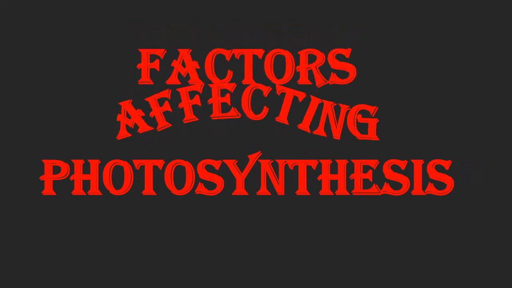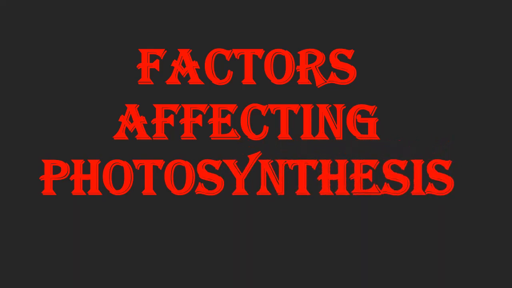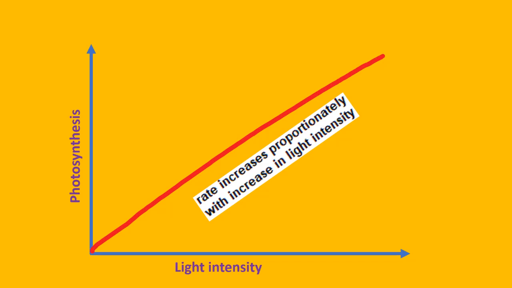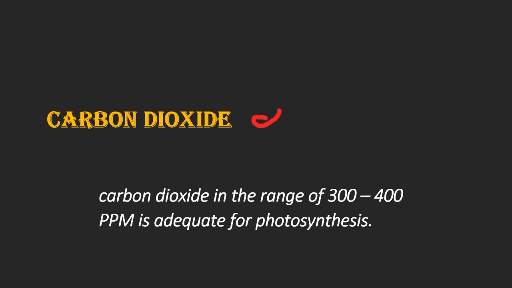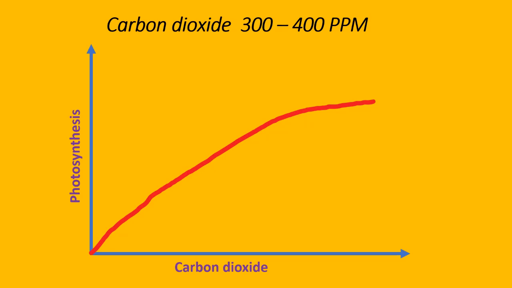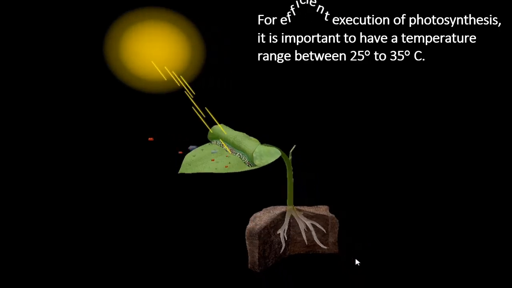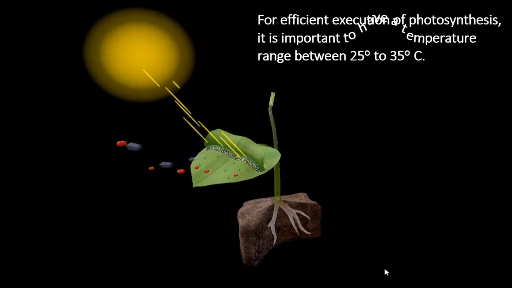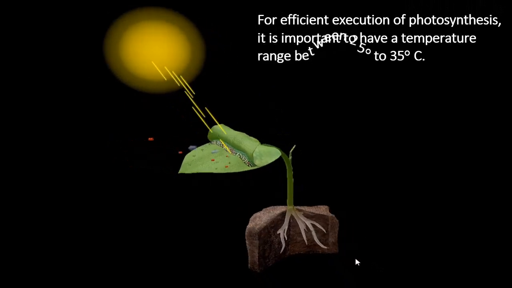Factors affecting photosynthesis. The photosynthesis process requires several factors, such as light intensity. Increased light intensity results in a higher rate of photosynthesis. On the other hand, low light intensity results in a lower rate of photosynthesis. The concentration of CO2. A higher concentration of carbon dioxide helps in increasing the rate of photosynthesis. Usually, carbon dioxide in the range of 300 to 400 ppm is adequate for photosynthesis. Temperature. For efficient execution of photosynthesis, it is important to have a temperature range between 25 to 35 degrees Celsius.